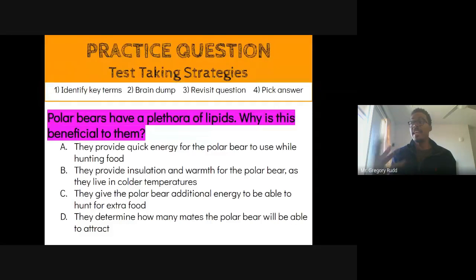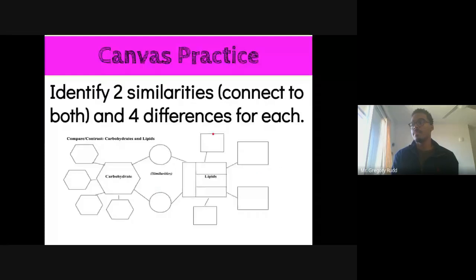So in any case, having that access to fat provides a long-term energy source. Okay.